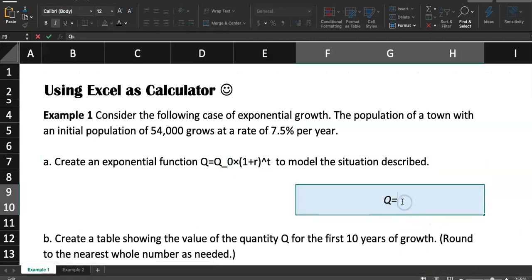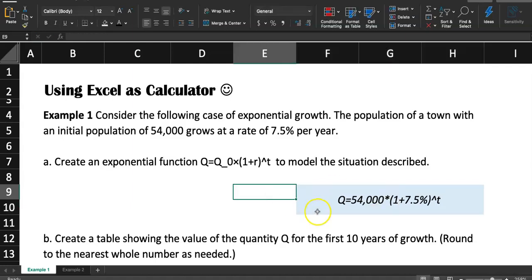Okay, so Q equals, what's the initial population? Initial population is 54,000, and we're going to multiply this by 1 plus. Now, what's the rate? R stands for the rate here. The rate is 7.5%. In Excel, we can type in 7.5% if you want. 7.5%, and we will raise this to, and the button that I pressed is Shift number 6. When I did that on my keyboard, it gave me this caret key that will raise it to the exponent. And t is going to be the input variable. So that's the function.